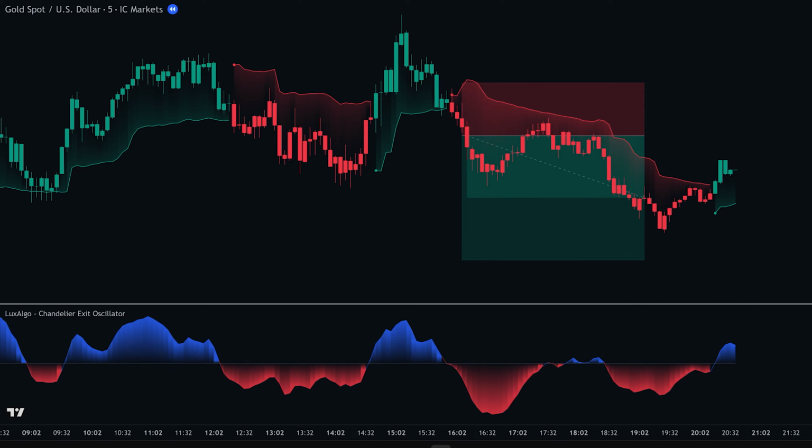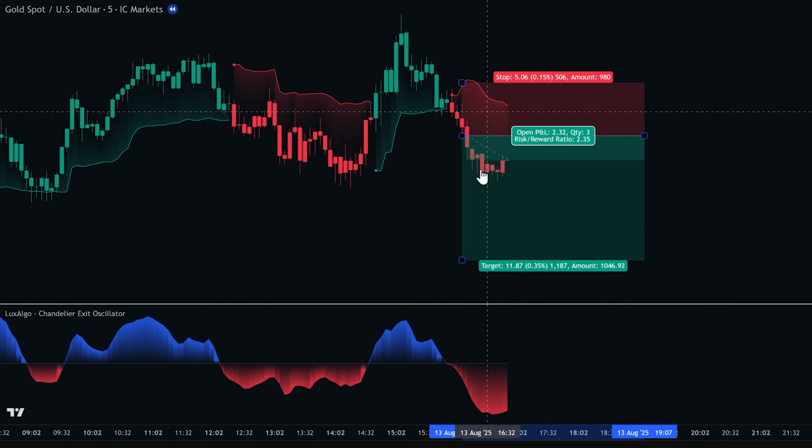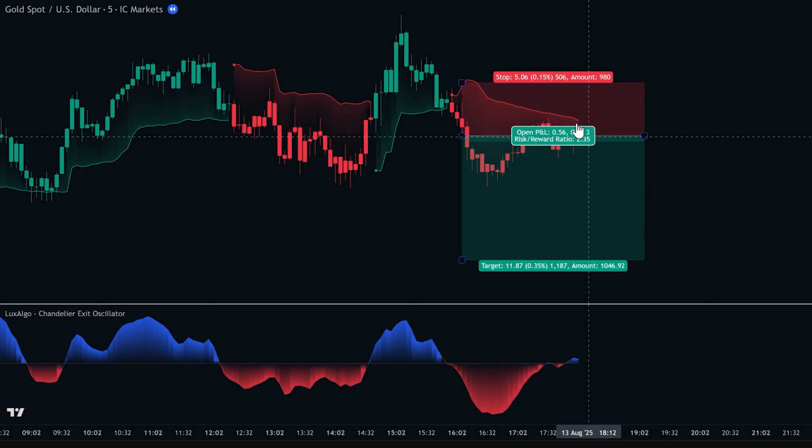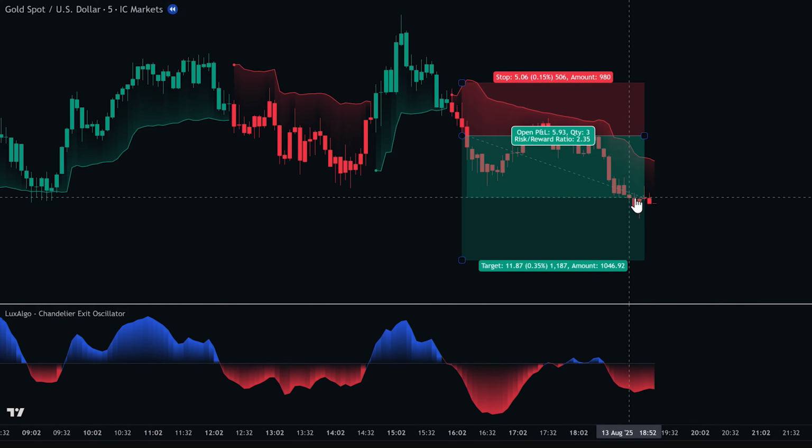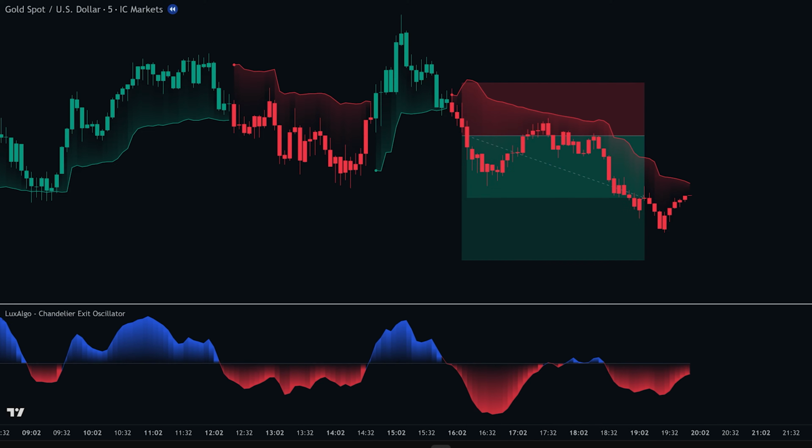The big advantage is that this stop isn't fixed. It moves as the market moves because it's calculated using the average true range. That means the stop widens when volatility is high and tightens when the market is calm. This keeps you from being kicked out by random small pullbacks.